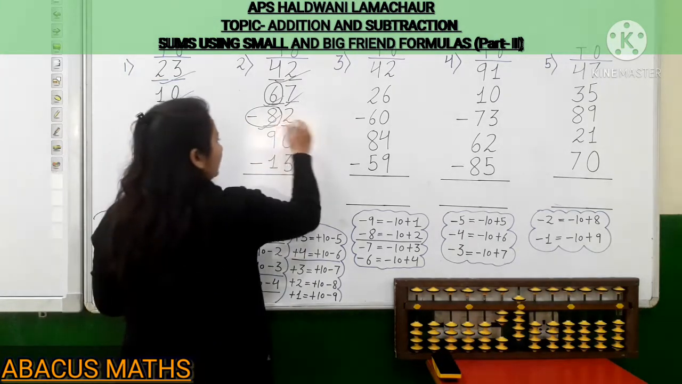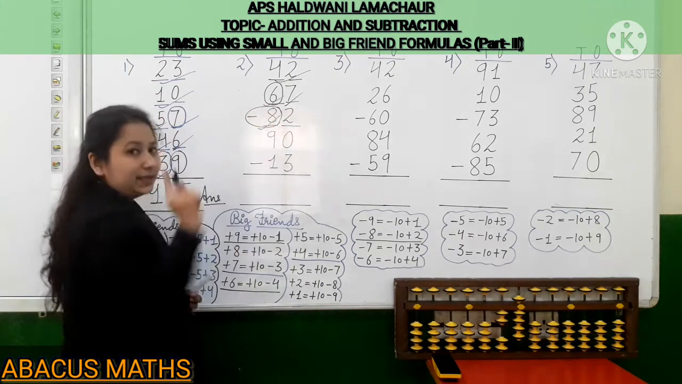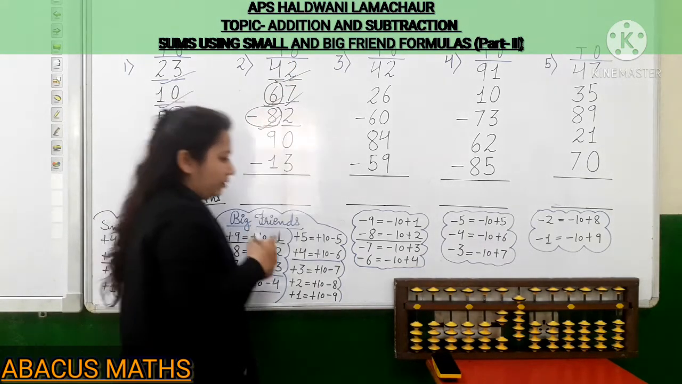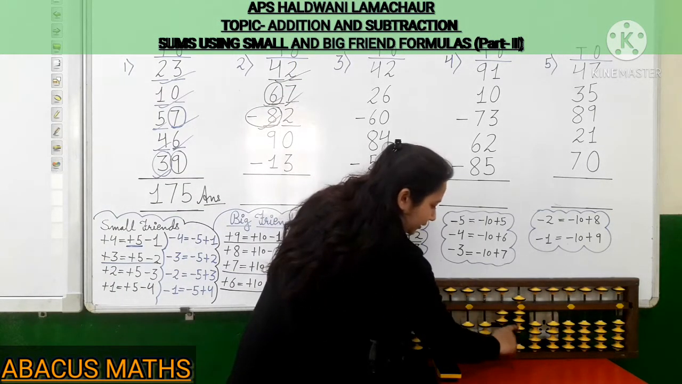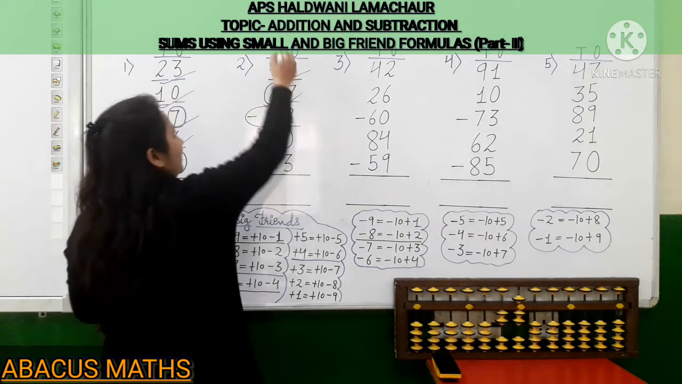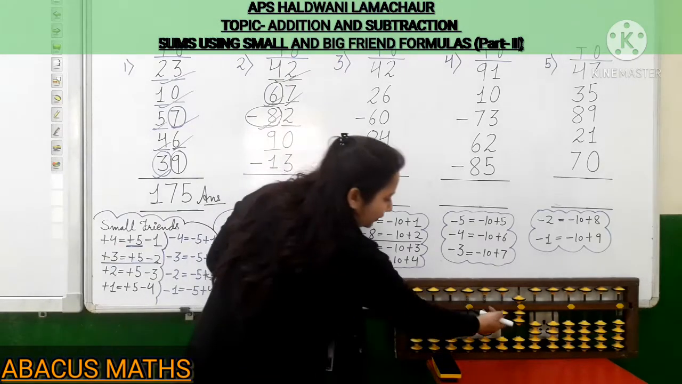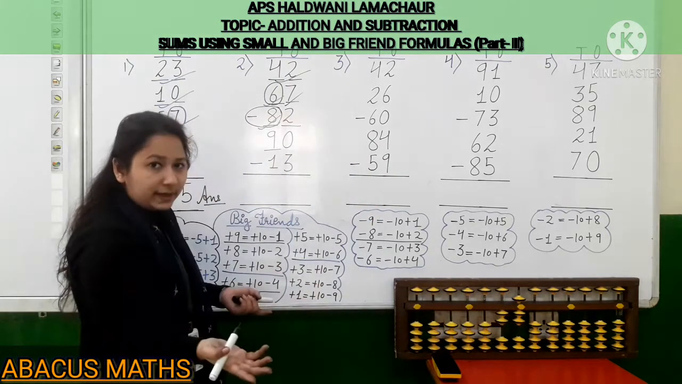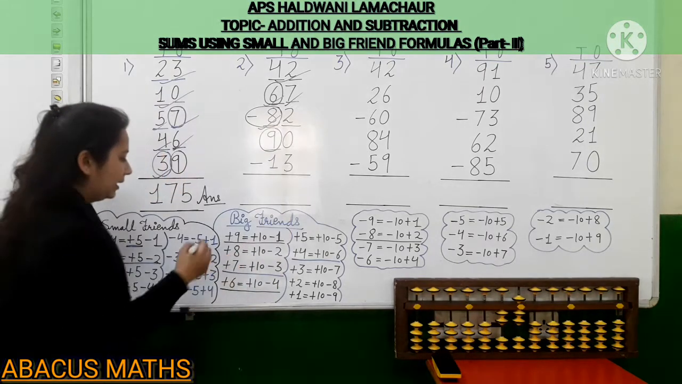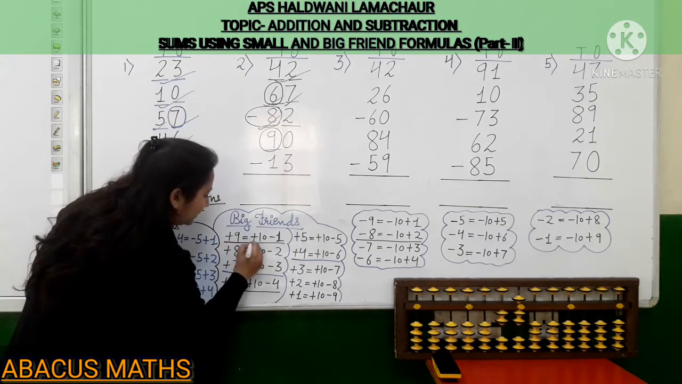Now kids, subtract 2. See, minus 2. Just take care of the sign. Minus 2 in the ones rod. See, ones rod 1, 2. Subtract it. Now next, add this 9 in tens rod. Now 2 we have already added. So how will we add 9? Now for 9, take the help of big friends. Again this adding 9. See, plus 10 minus 1.